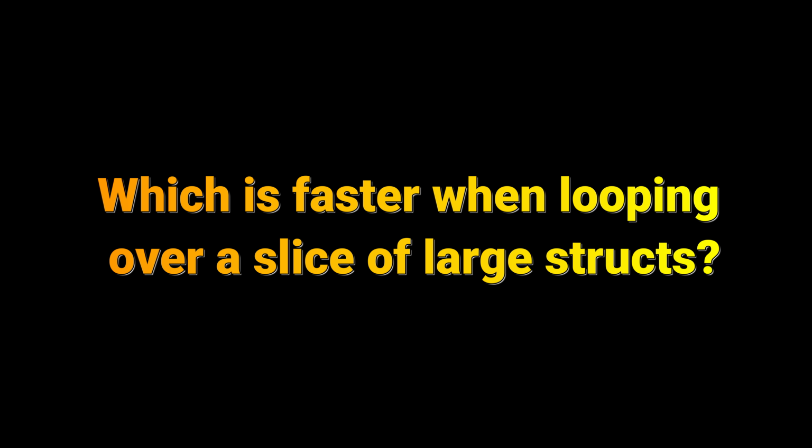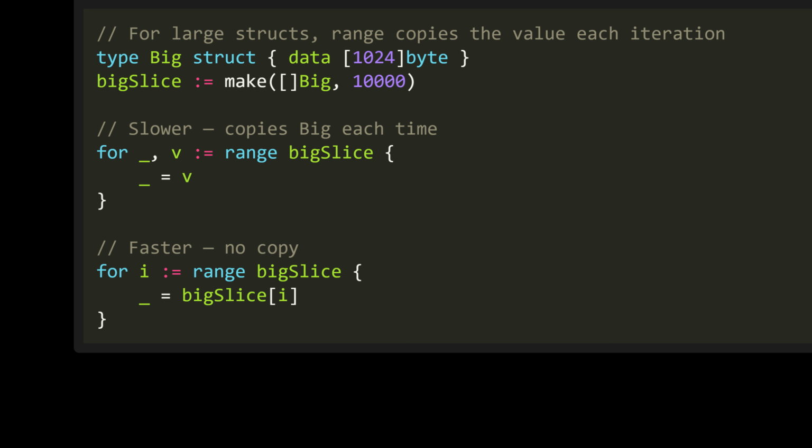Question: which is faster when looping over a slice of large structs? Looping by index is faster. When you use a for range loop that gives you the value, Go makes a copy of the large struct each time. When you use an index, you access the original struct directly without copying.